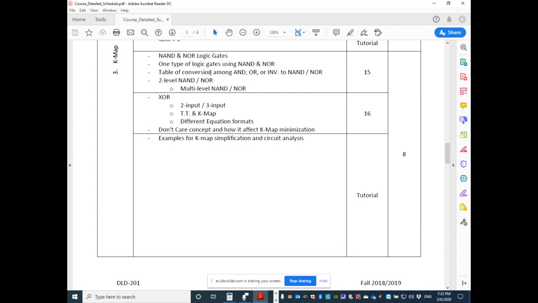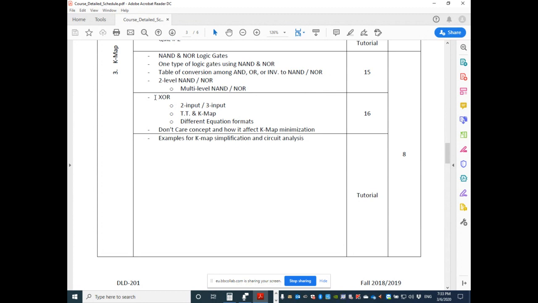In the lecture today, we have three things to cover. First, how can I build the same table of conversion between the three basic logic gates, AND, OR, and inverter, through the NOR instead of the NAND, which we didn't cover in the last lecture. Also, we will cover the two-level NAND and two-level NOR. What we covered in the lecture is multi-level NAND and multi-level NOR.